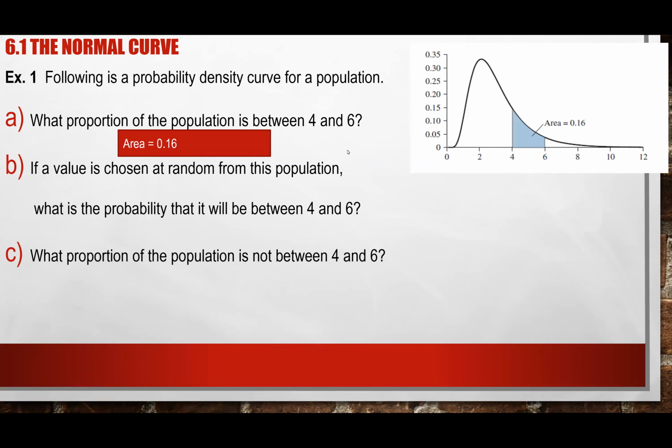Same thing: if we were to go into this data and select one item, what is the probability that this one item is between 4 and 6, right? In this case, again, the probability and the proportion are the same, which is 0.16, okay?